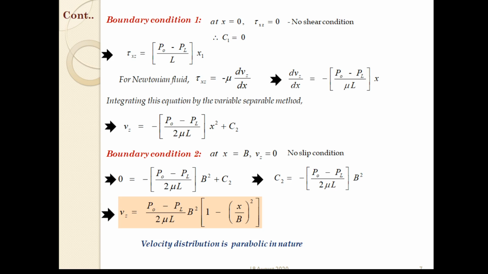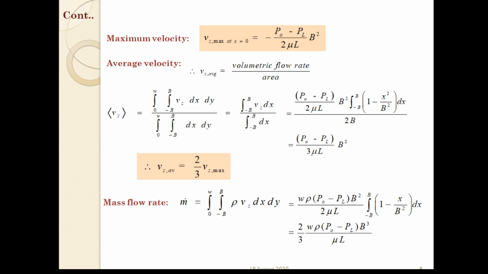So this is the velocity distribution of the flow in between two narrow slits, which is parabolic in nature. Now we have to find the maximum velocity. As I have mentioned, the velocity will be maximum as we go far away from the wall, at x equals b, further away from the narrow slit, at the center.